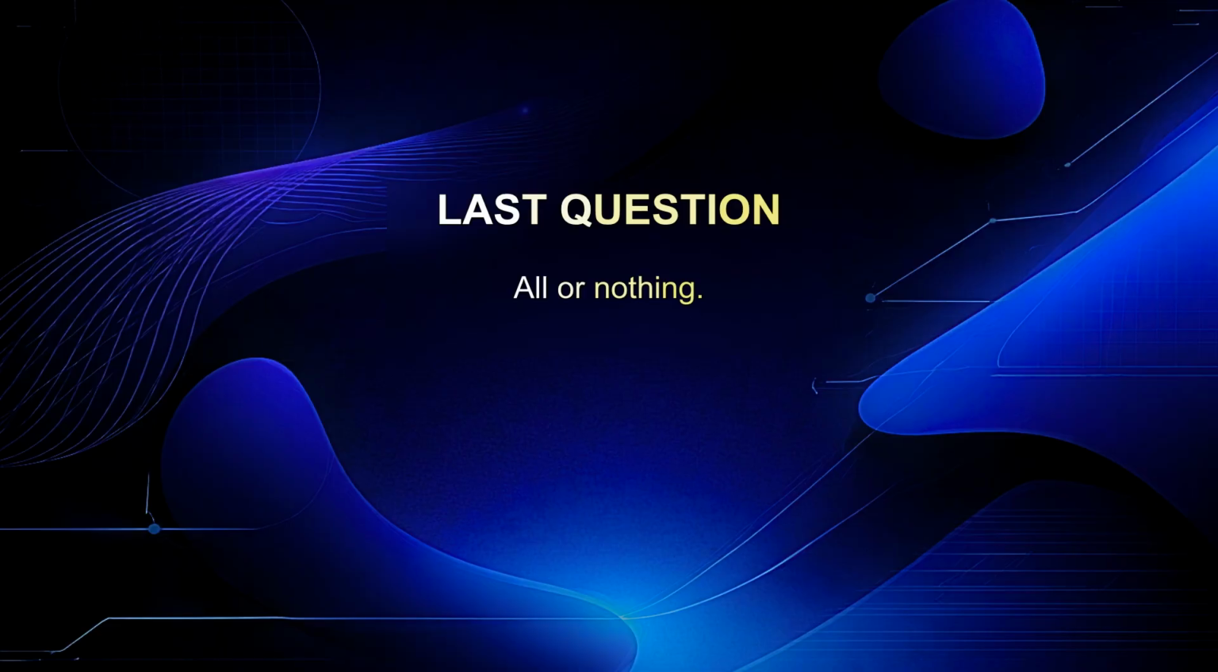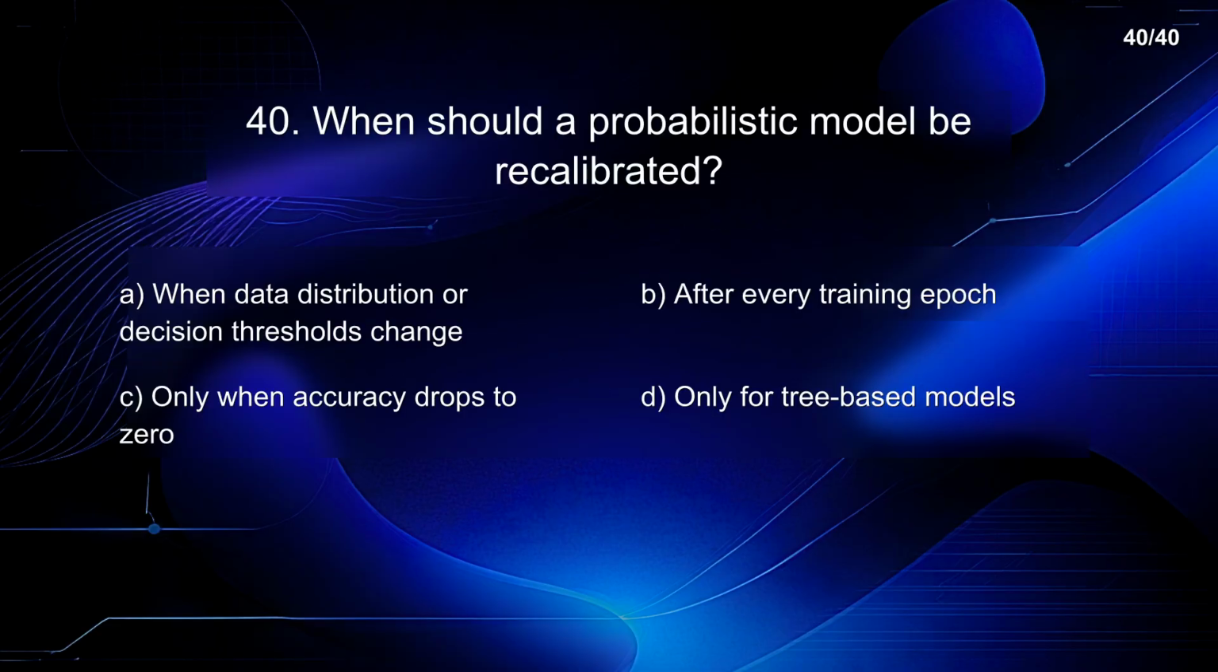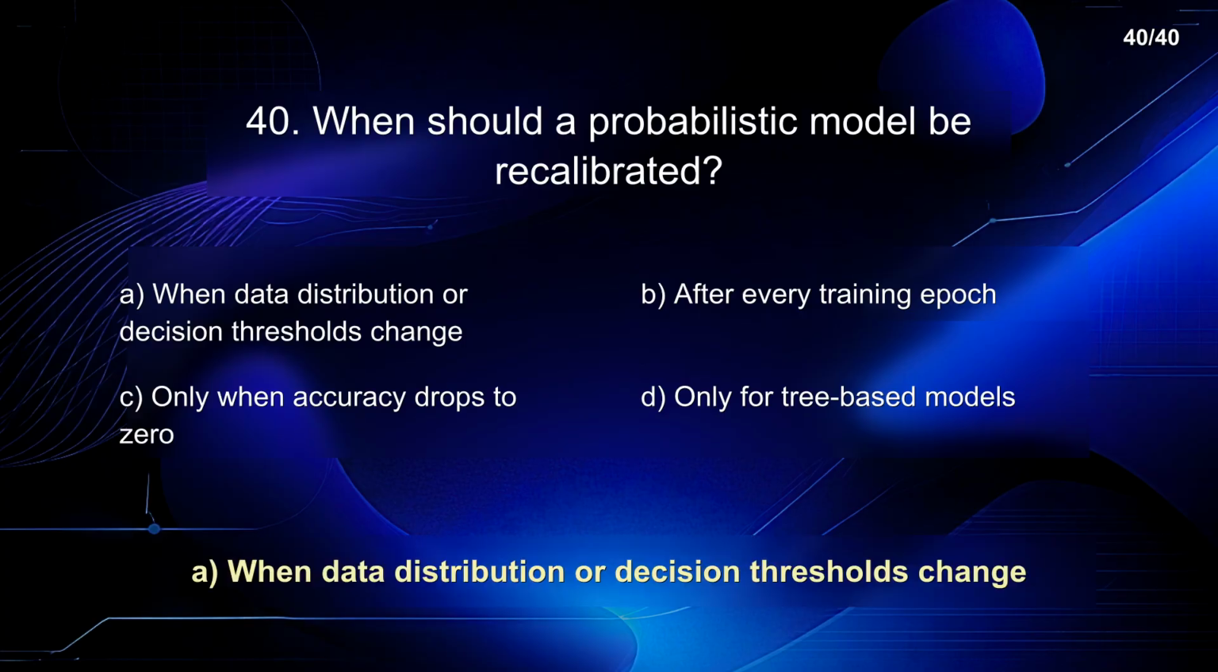Last question. All or nothing. 40th question. When should a probabilistic model be recalibrated? A. When data distribution or decision thresholds change. B. After every training epoch. C. Only when accuracy drops to 0. D. Only for tree-based models. Correct answer is A. When data distribution or decision thresholds change.